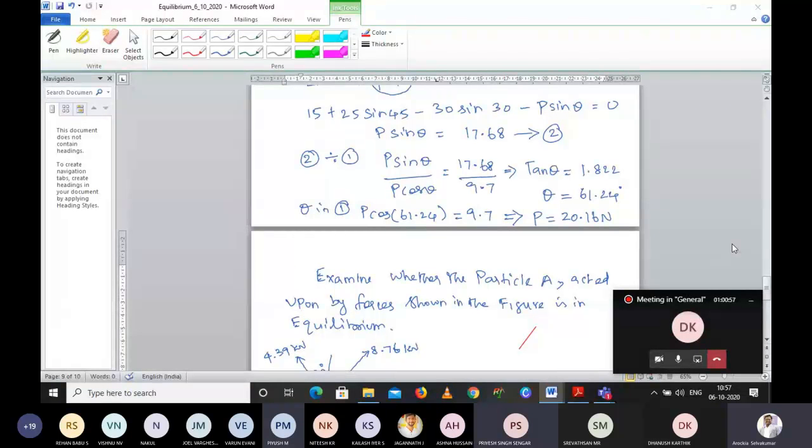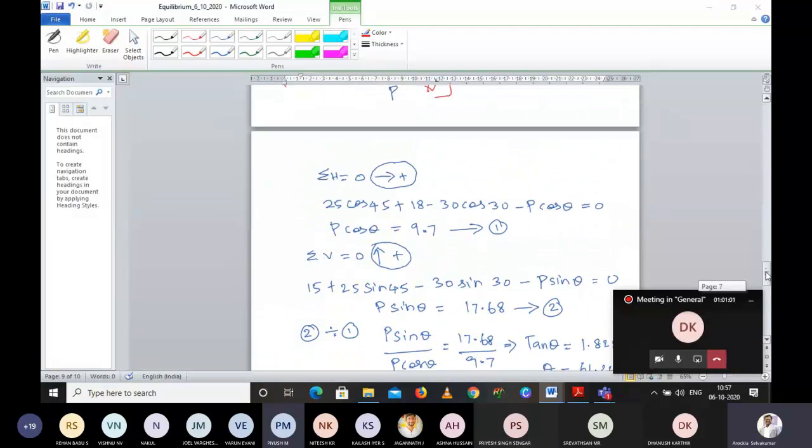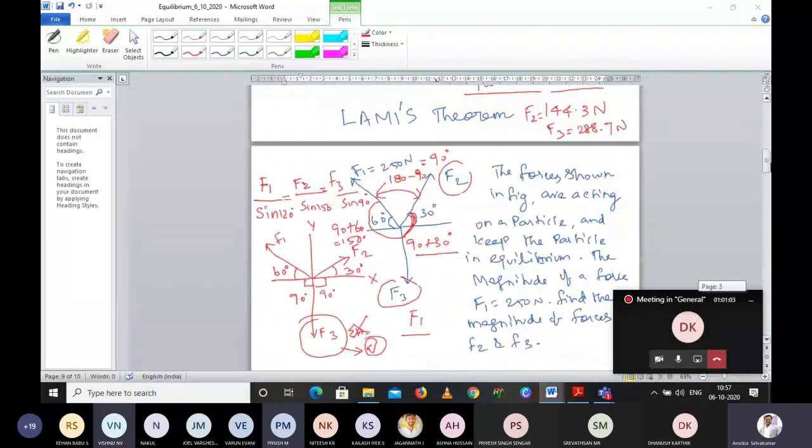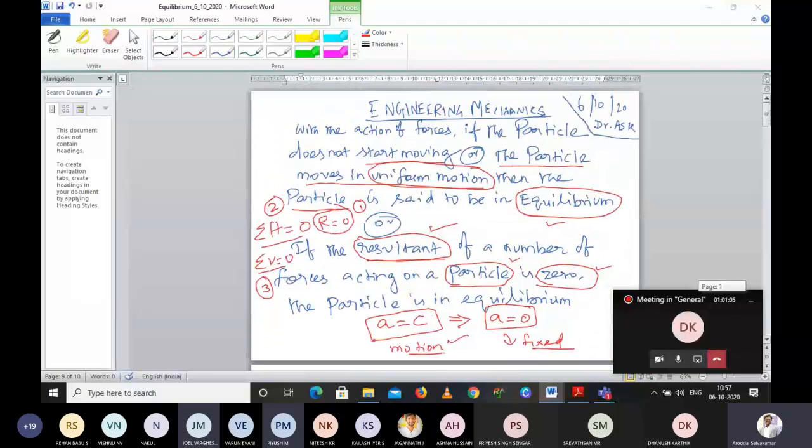Okay, sir. Then the second one is 20 Newton. Then we'll get 2 equations and just solve by the elimination method and we get the answer, sir. Exactly, you're right. Sir, is it root 20 or 20? Root 20. Okay, so we will try it.